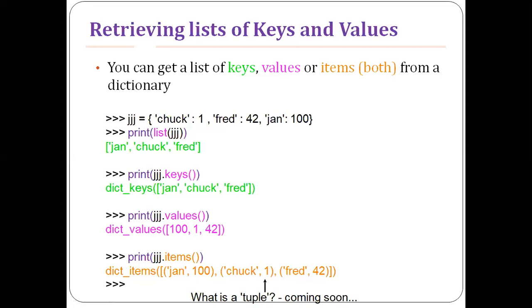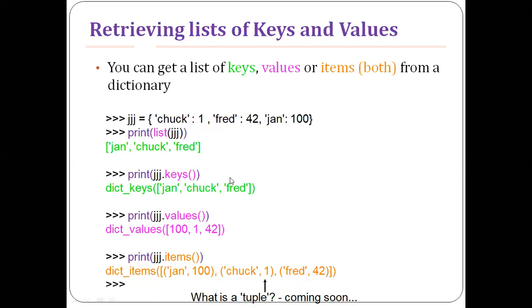And if you want to display both, that is the values as well as the keys, then you can do that using something called items, which is a library function. You use the name of the dictionary dot items. It will display the key as well as its associated value. Here, Chuck and 1, and Fred and 42. It will display it on the terminal.